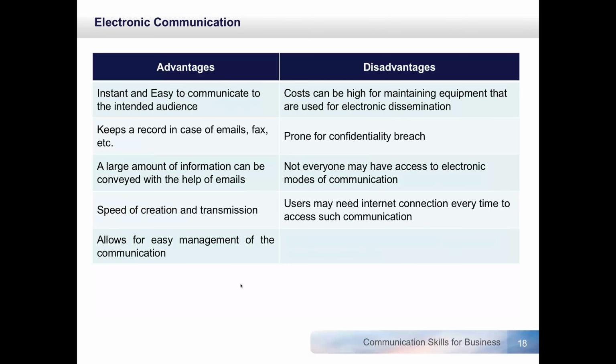The last form of communication that we look at is electronic, and I think some of the points that we have clearly come across on the advantages and disadvantages are self-explanatory, to be honest. It's instant, easy to communicate, keeps records in case of mails. So it is a combination of the verbal and written communication, and this then tends to translate into something which we use technology for, and you can send large amounts of information across to people. Speed and creation of the information is almost instant.